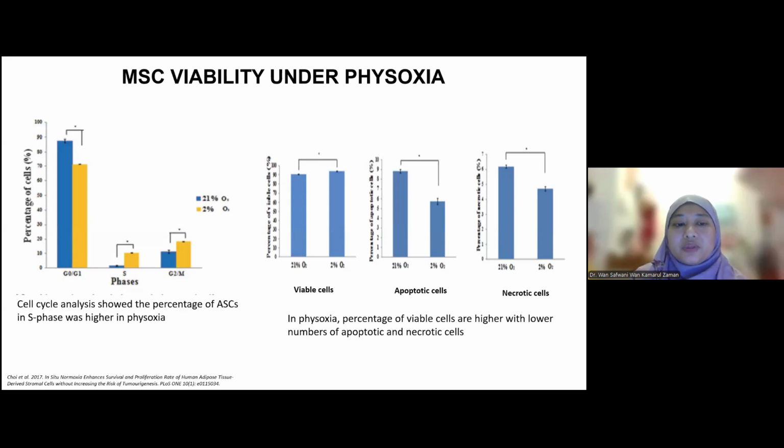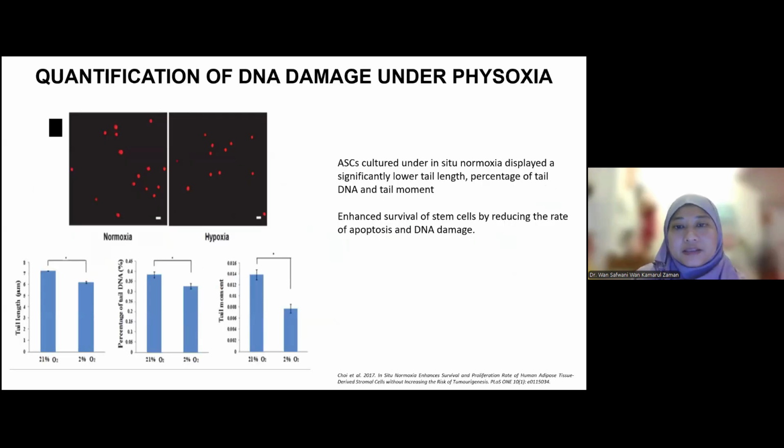And when we look further, when we do the annexin V assay to look into apoptotic cell number, we can see that in physoxia at 2% oxygen, the cell viability is actually higher with fewer apoptotic cells and necrotic cells. And when we do the comet assay to determine the percentage or the rate of DNA damage exerted by physoxia, by 2% oxygen, we can see that the DNA damage is actually less, as seen from the tail length, the percentage of tail formation as well as the tail moment.